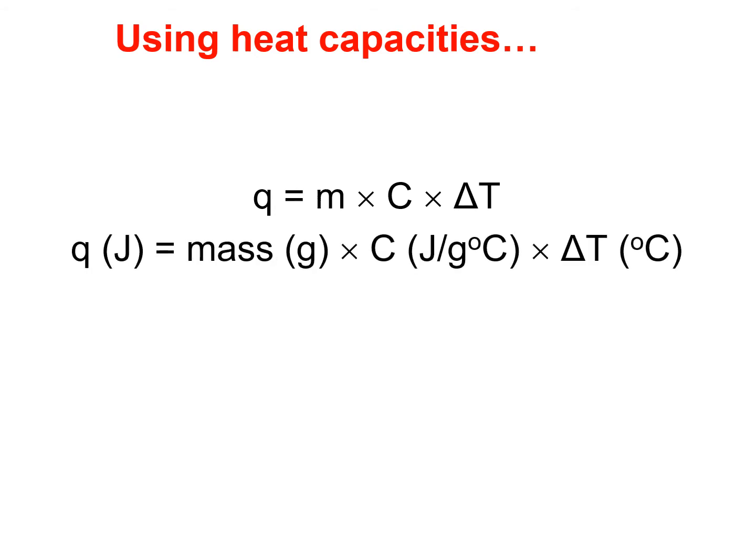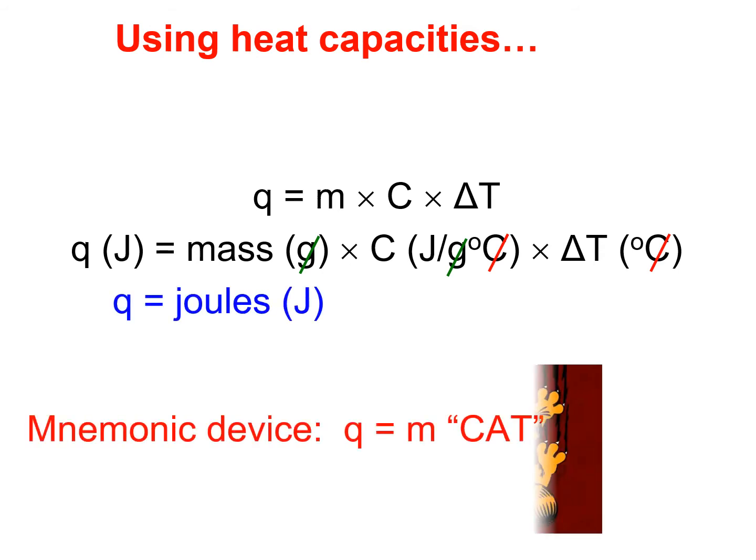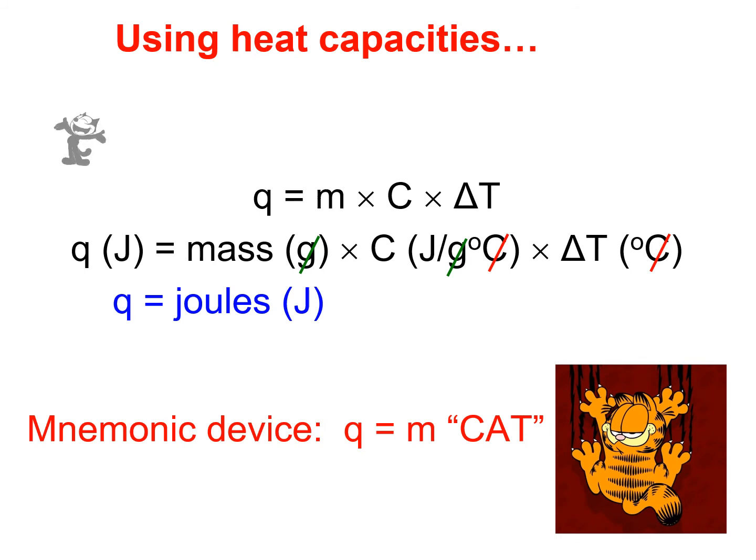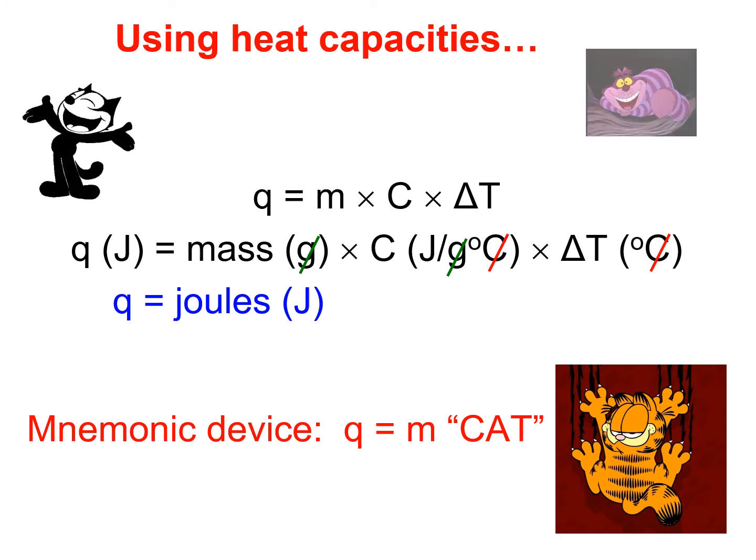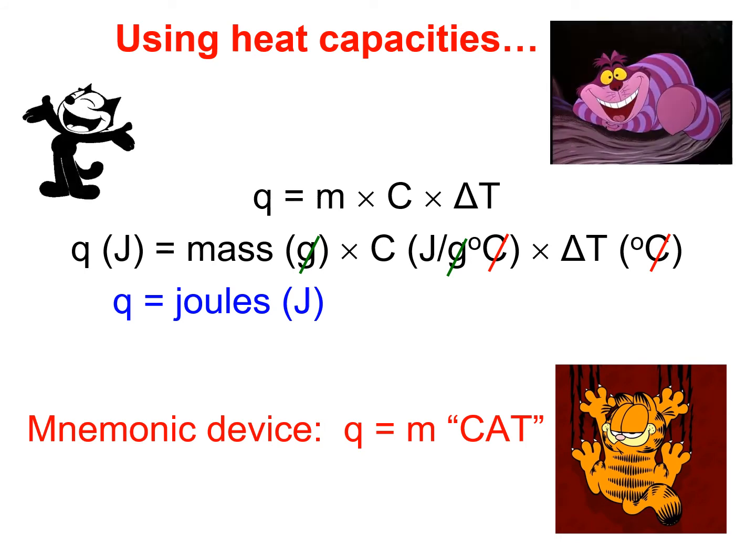Okay, so using heat capacities. Q in joules, mass, there's the heat capacity, times the temperature change. Notice how the units will cancel, and Q is in joules. You could remember this formula by saying Q equals mcΔT.